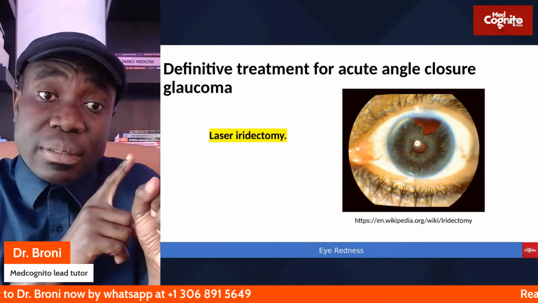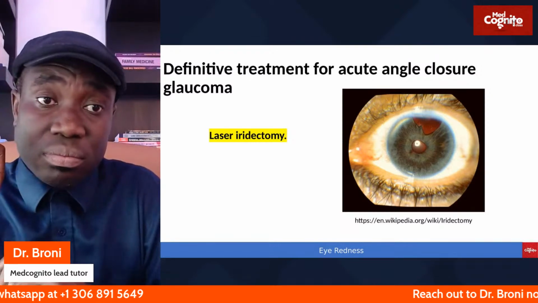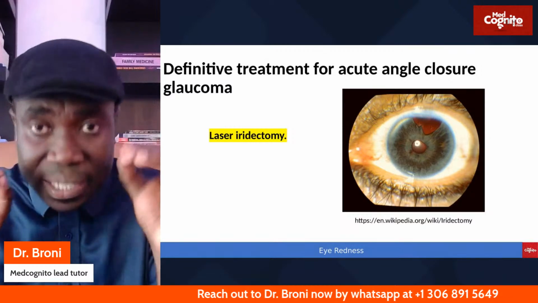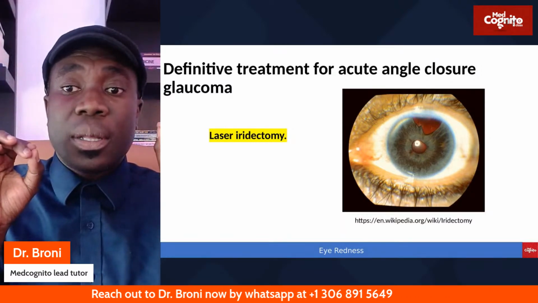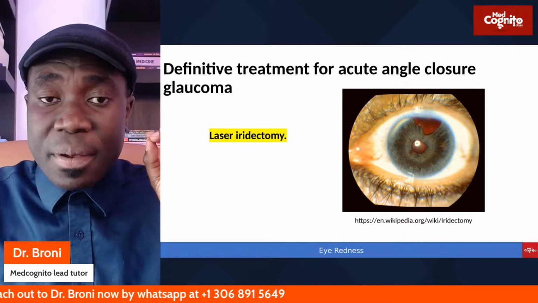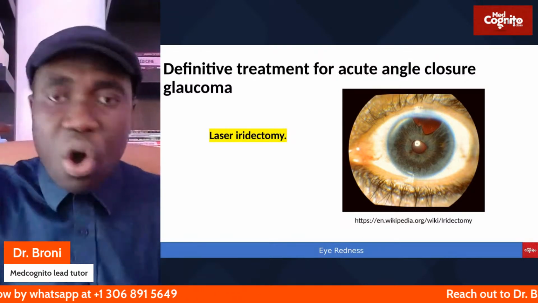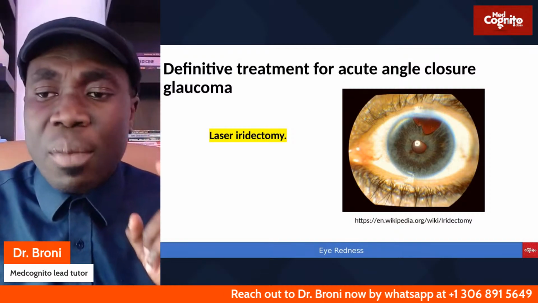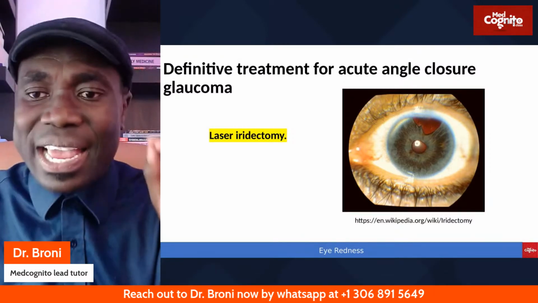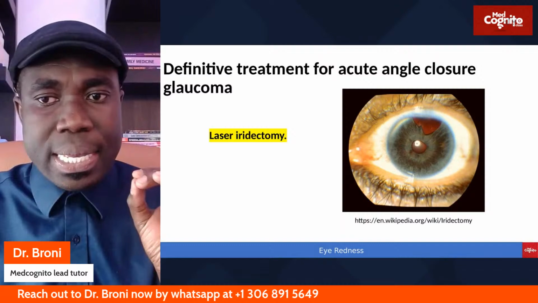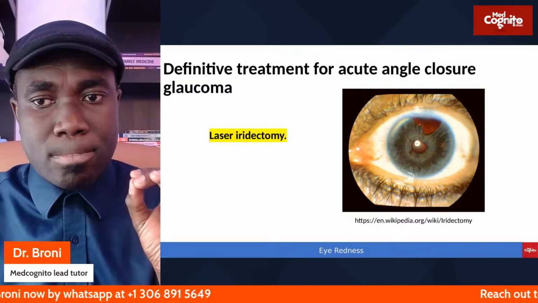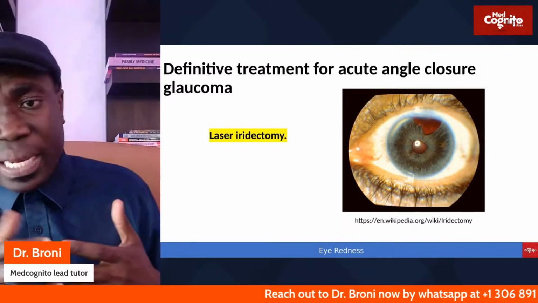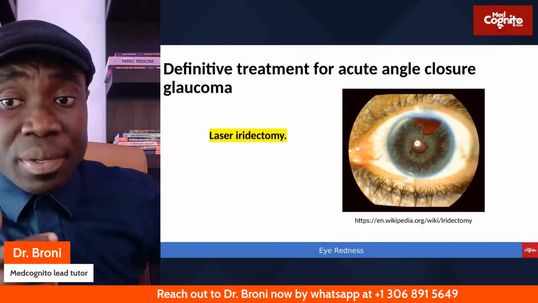Initial treatment: timolol, apraclonidine, acetazolamide, mannitol, right? Next best step after that, call ophthalmology. Definitive treatment, ophthalmologists will perform laser iridectomy. Usually you can start with the timolol quickly, because mannitol will take time.